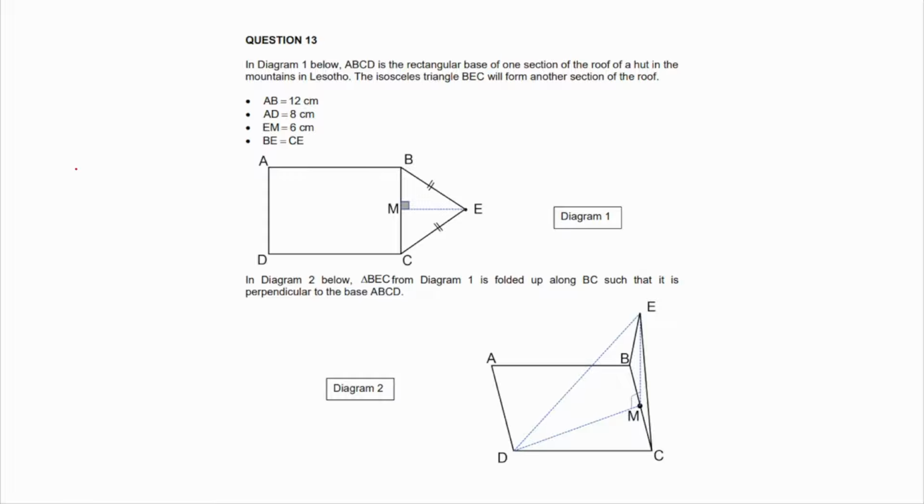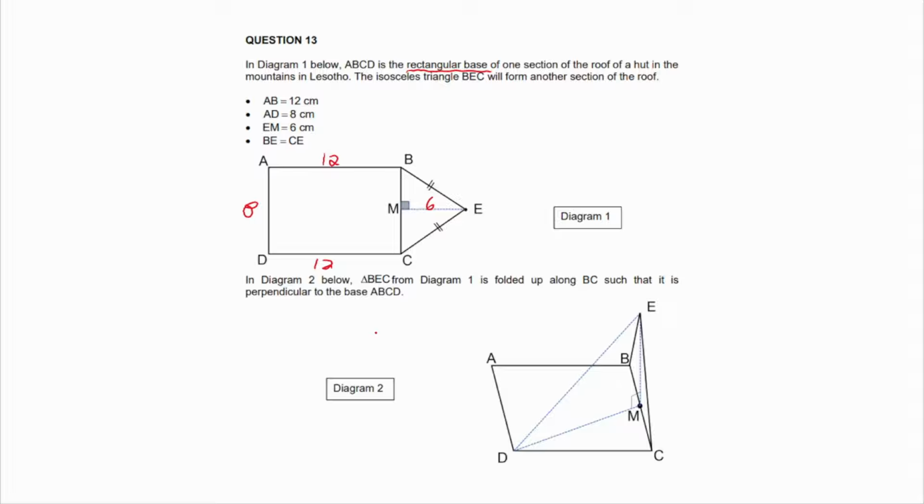So they say in the diagram below, ABCD is a rectangular base, so that's important, of one section of a roof of a hut in the mountains of Lesotho. The isosceles triangle BEC, so it's isosceles, but they have shown that for us, will form another section of the roof. So they say AB is 12, so this is 12 because it's rectangular. AD is 8, and EM here is 6, and BE is equal to CE. So this is equal to this. We knew that already because it was isosceles.